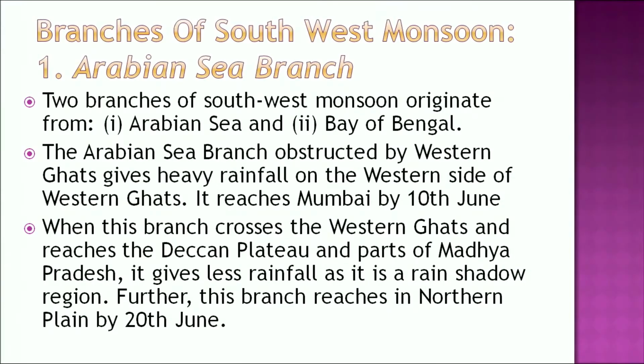There are two branches of the southwest monsoon. First, the Arabian Sea branch. This branch is obstructed by the Western Ghats and gives heavy rainfall on the western side of the Western Ghats. It reaches Mumbai by 10th of June. When this branch crosses the Western Ghats and reaches the Deccan Plateau and parts of Madhya Pradesh, it gives less rainfall as it is a rain shadow region. Further, this branch reaches the northern plain by 28th of June.